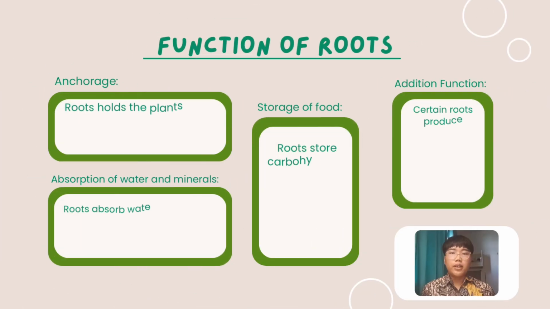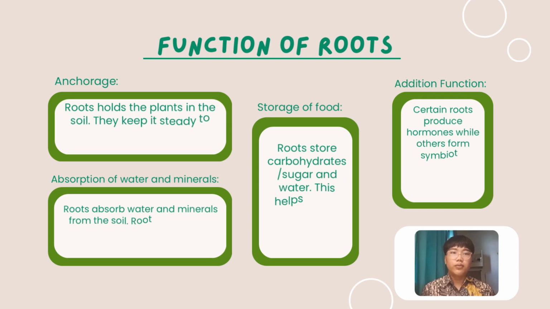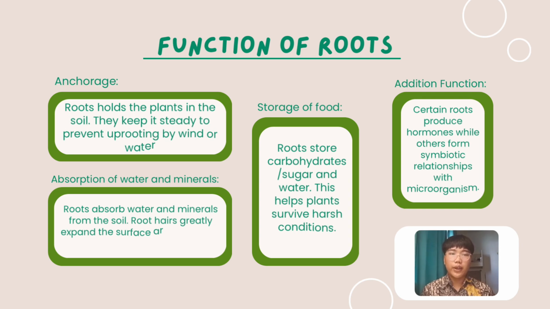Today I want to explain the functions of the root. Firstly, roots provide anchorage. This means they hold the plant firmly in the soil. By doing so, the plant stays steady and is prevented from being uprooted by strong wind or water movement. Secondly, roots are essential for absorbing water and minerals from the soil. Tiny structures called root hairs increase the surface area of the roots, allowing more efficient absorption of these essential nutrients.